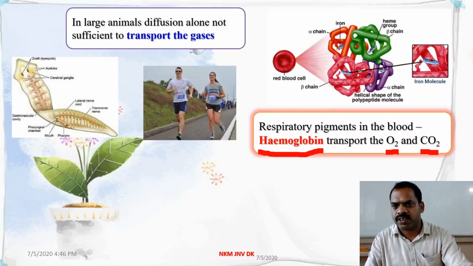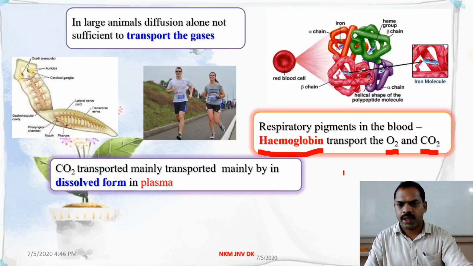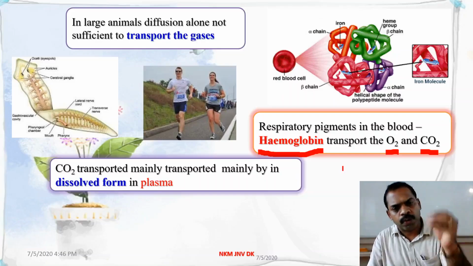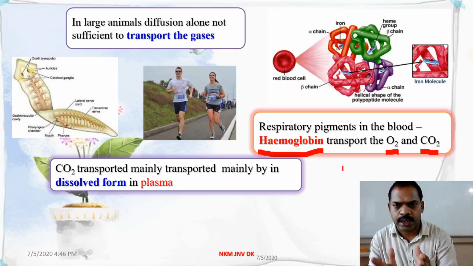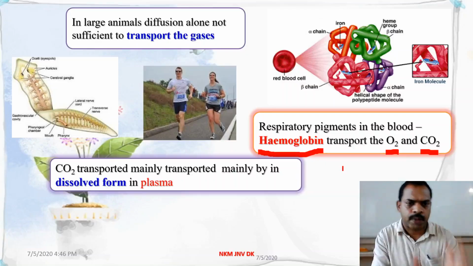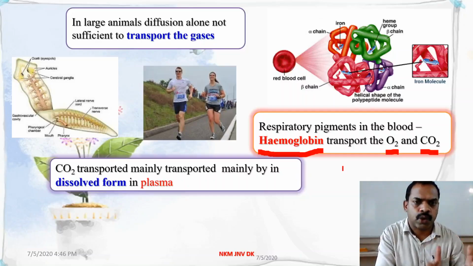This is the structure of hemoglobin. Hemoglobin is a proteinaceous structure. Detail is not required for us. I have just shown you to understand. But there is another way also. Carbon dioxide can mainly be transported in the dissolved form in plasma. What is the difference here? Oxygen is mainly transported by RBC, by the hemoglobin, which is a part of RBC, while carbon dioxide is mainly transported by plasma in dissolved form.